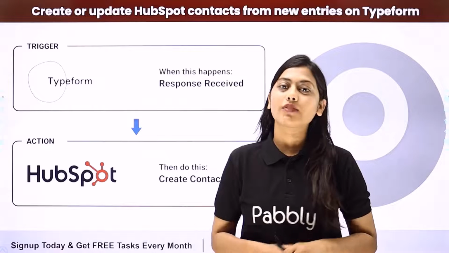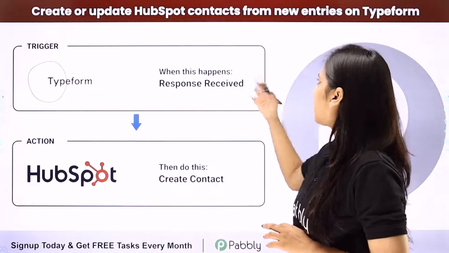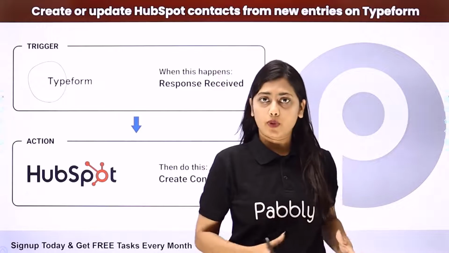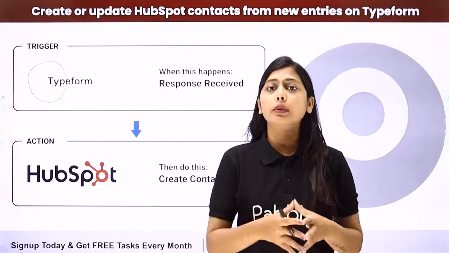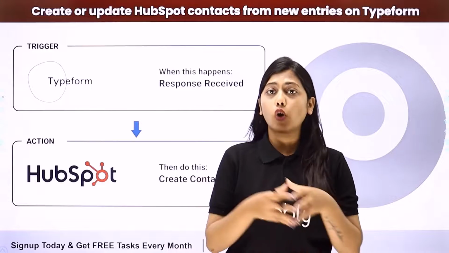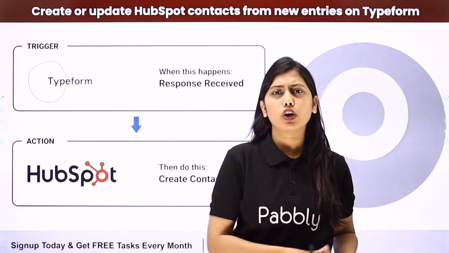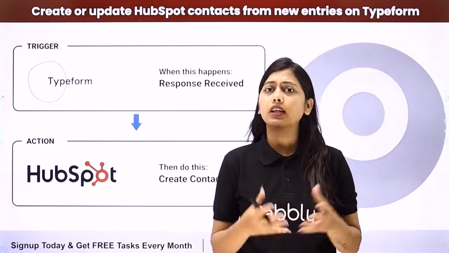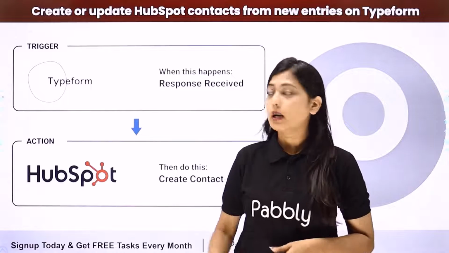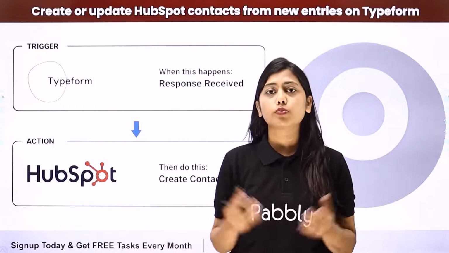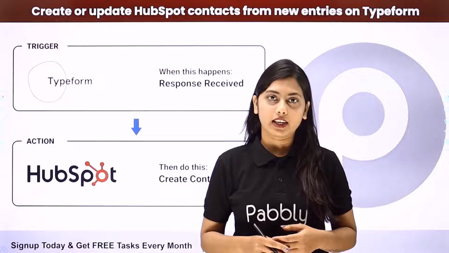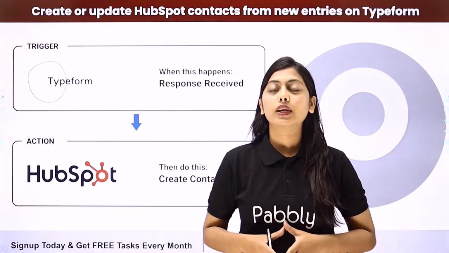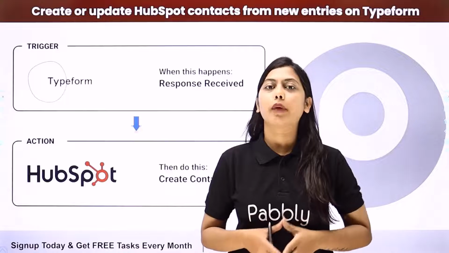Hello everyone, today we will learn how to create or update HubSpot contacts from new entries on Typeform. Now Typeform is a form builder application, and you receive form submissions on Typeform, so you want that information to be collected in HubSpot and a new contact to be created. But this cannot happen automatically because both of these applications do not have a direct connection between them. But I will tell you that we can automate this process with the help of Pabbly Connect.